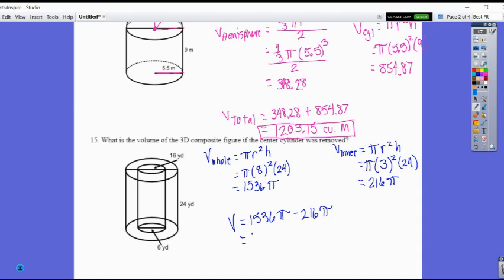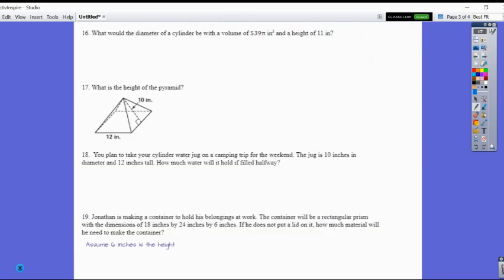You're getting 1,320 pi cubic yards of volume here. So this 16 continues us on.